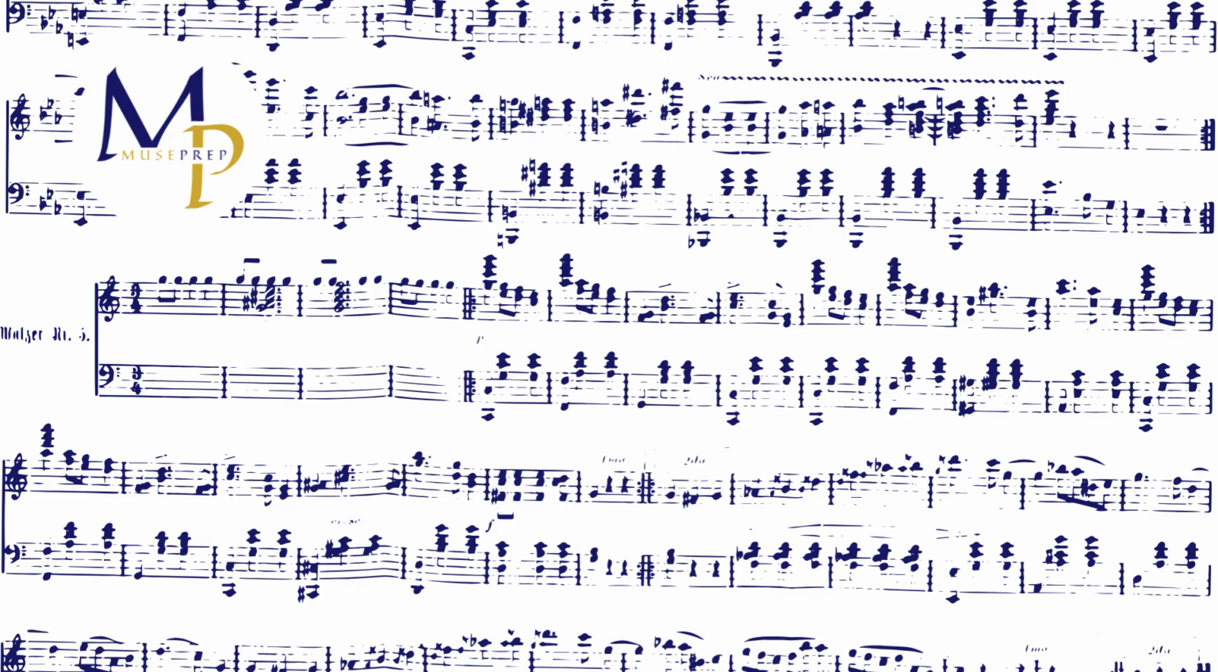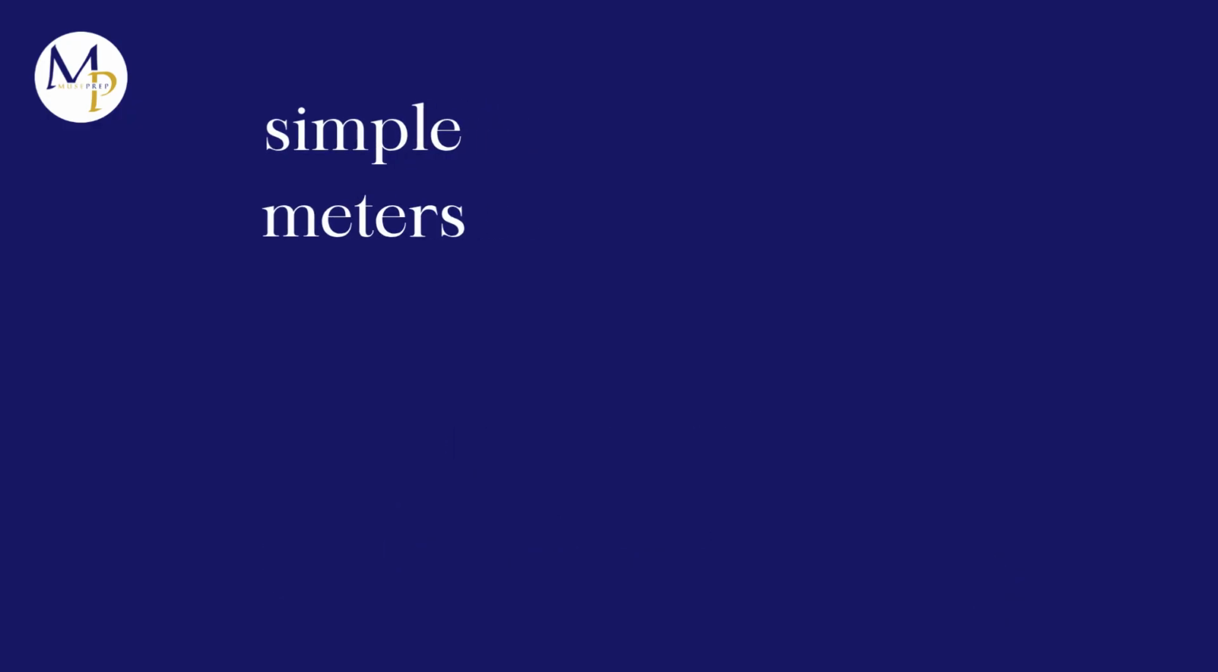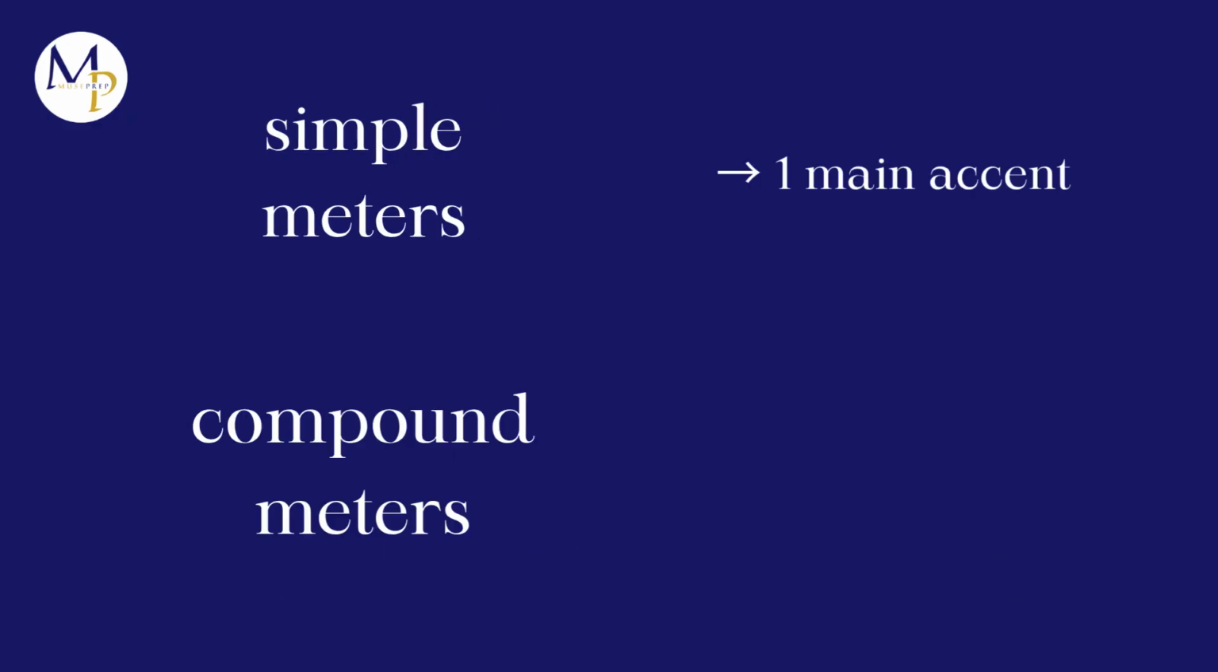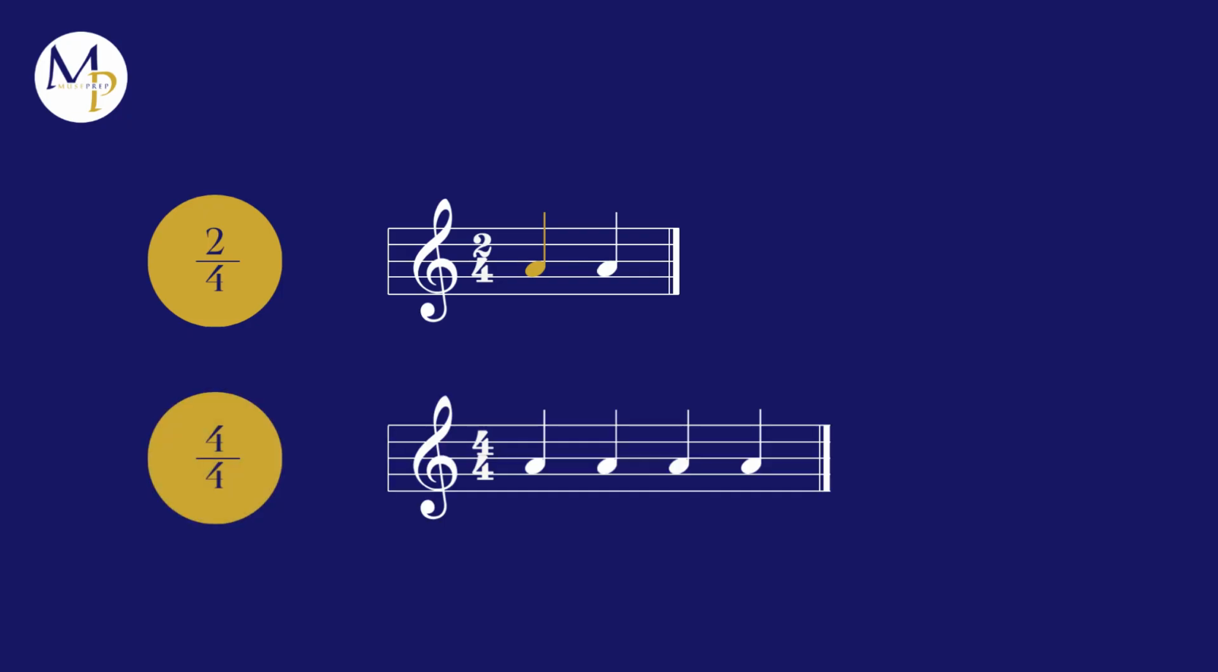Welcome back. In the last two videos, you learned about simple and compound meter. Simple meters have one main accent, while compound meters also include secondary accents. For example, 2/4 time has two beats with only the first one accented, whereas 4/4 time has four beats with a strong first beat and a secondary accent on beat 3.